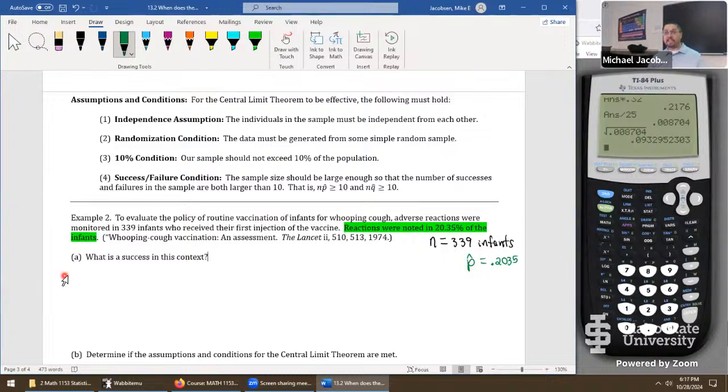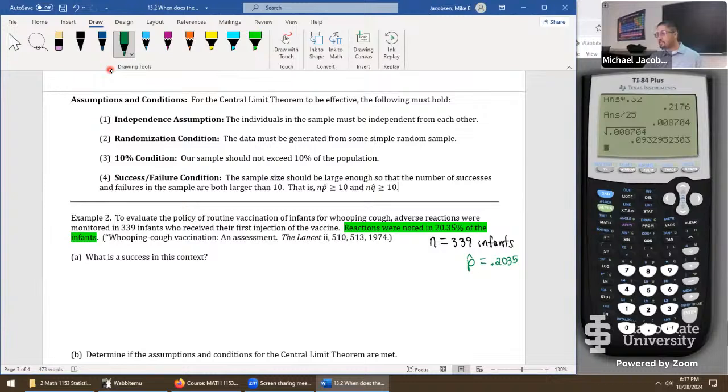If you know what it is, but you don't want to say it, I totally understand. It turns out a success is having an adverse reaction as an infant after getting an injection for the whooping cough. So that's our success. The infant had a really, really bad time. I'm not sure what the adverse reactions were, but they're interested in that. They're calling it successes, and about 20% of the sample had an adverse reaction. This was their first injection of the vaccine, and this is probably when the vaccine was very new, so they're trying to fine-tune it at that point.